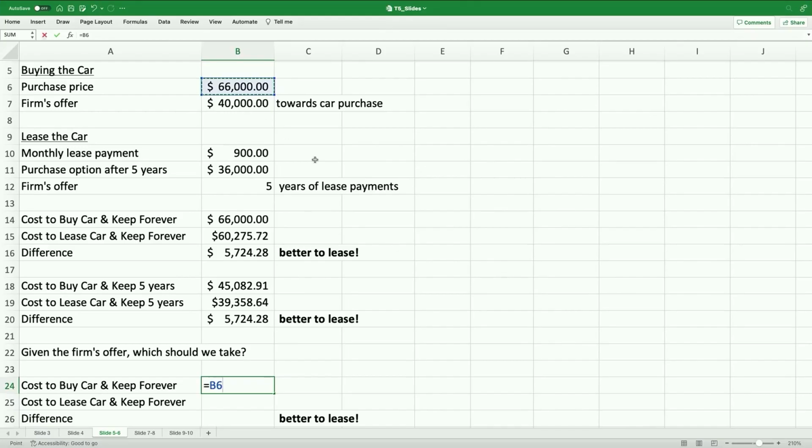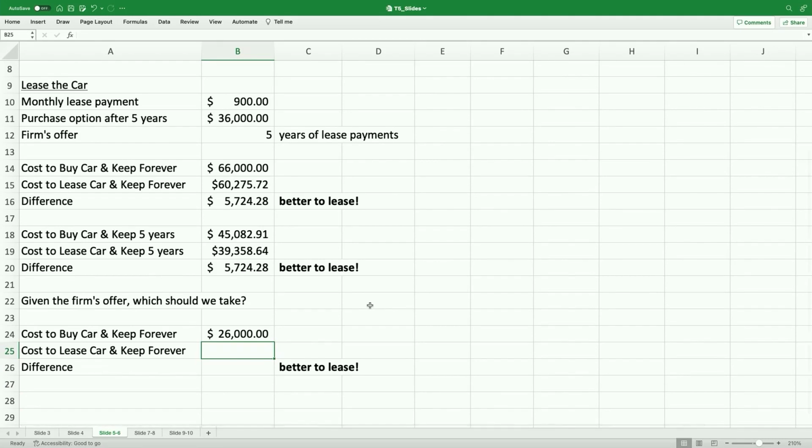So hopefully everyone's okay with, all right, the cost to buy the car and keep it forever would be $66,000 minus the $40,000 the firm gives us. We would have to pay out $26,000 today. Or if we finance it, we'd have to finance $26,000 worth. Okay? But the PV would still be $26,000.